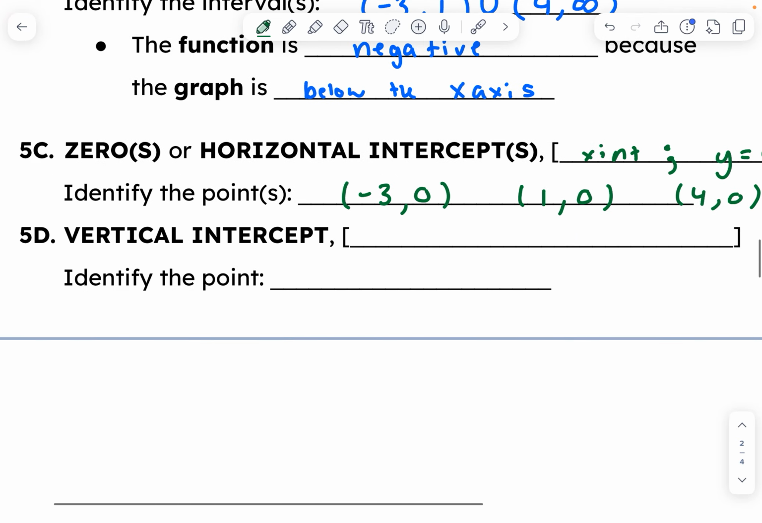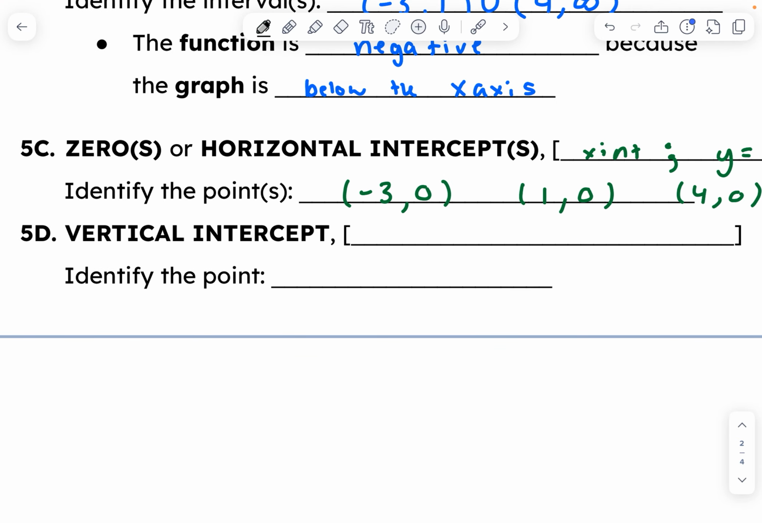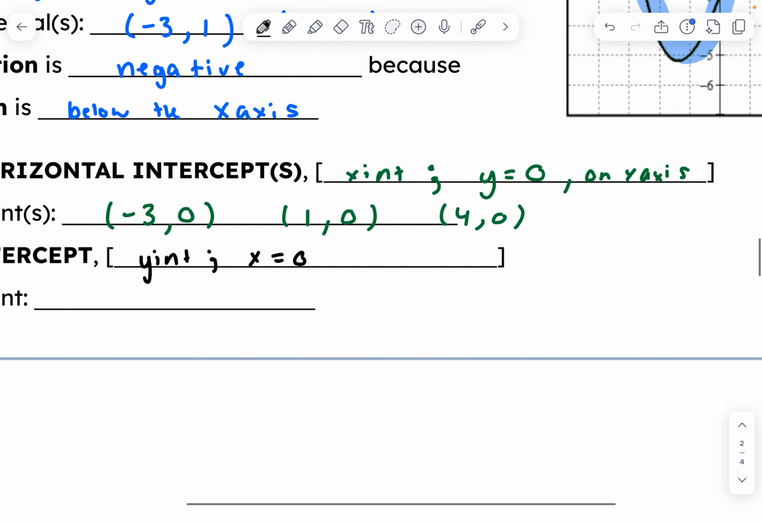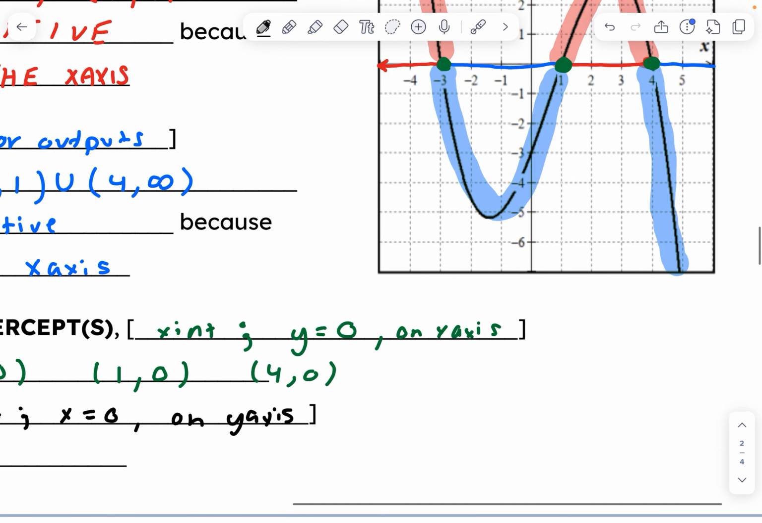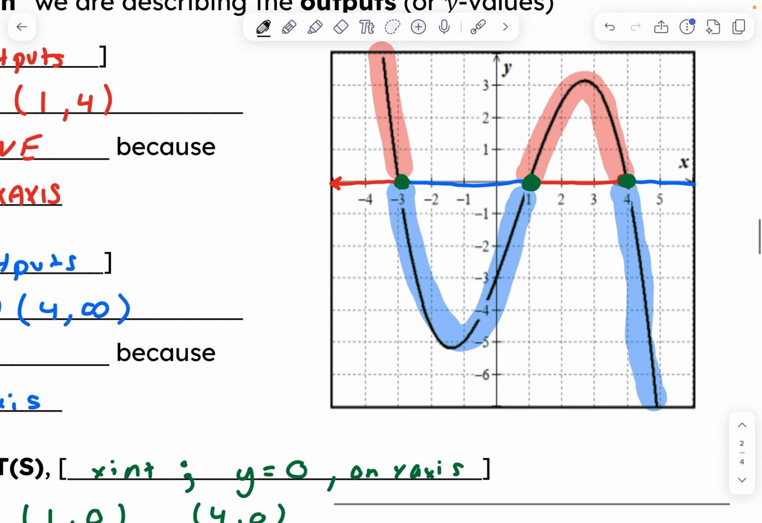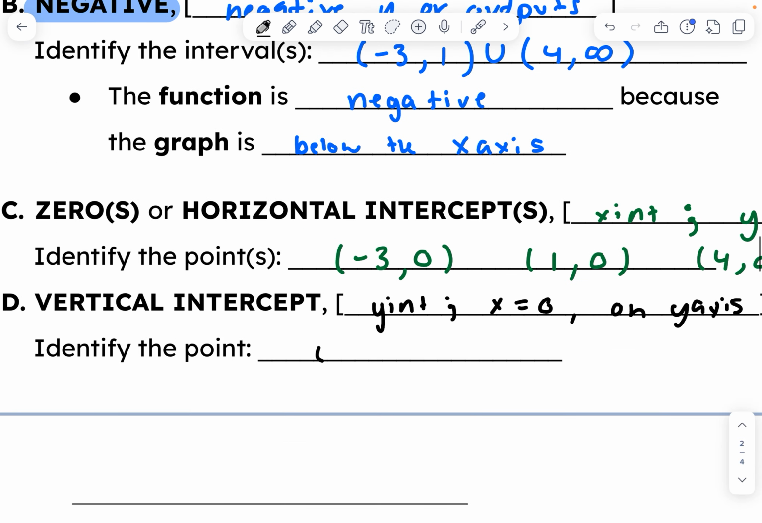The very final thing we're going to discuss is our y-intercept, which is also called the vertical intercept. This is when x equals 0, and it is on our y-axis. This will always be a singular point, which in this case is (0, -3).